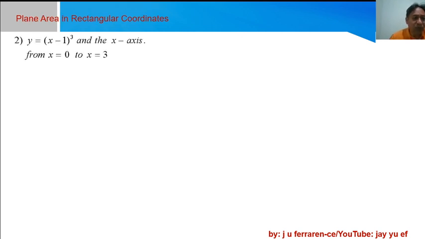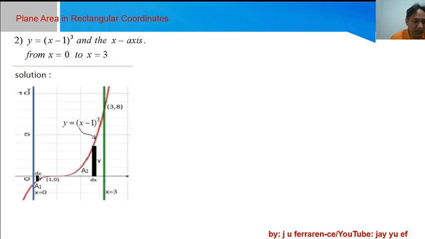The second curve we have is a cubical curve. We have y equal to (x minus 1) cubed, and the x-axis from x equal to 0 to x equal to 3. Again, if we are not so familiar with the curve, then we can always graph it by considering the interval we have. Okay? So, we have 0 for x, or x equal to 0.